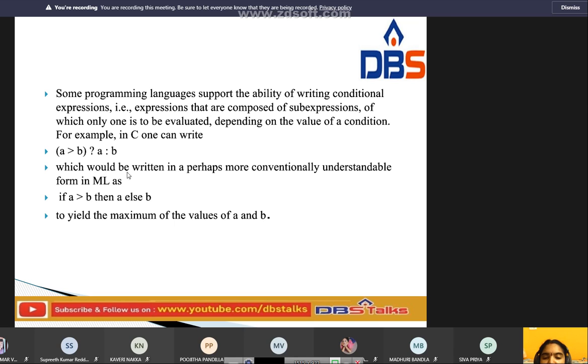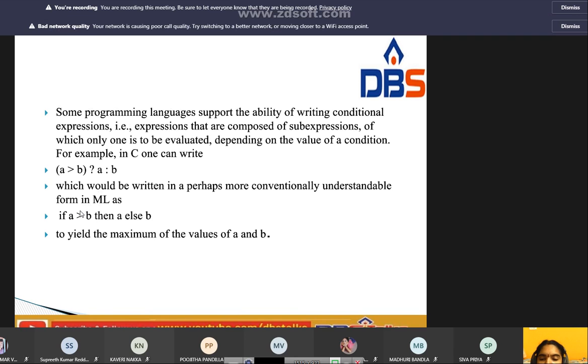Here it can be written in a more conveniently understandable form in ML. What is meant by ML? ML is one of the languages, a meta language. ML is the meta language.